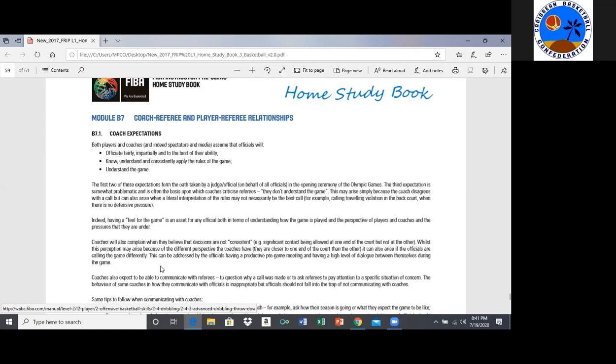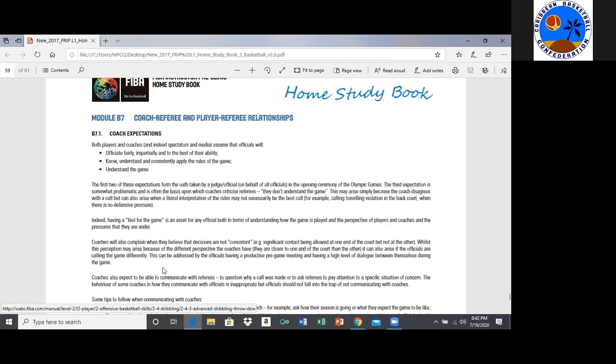Coaches will also complain when they believe that decisions are not consistent. For example, significant contact being allowed at one end of the court, but not at the other. You always hear in the game, call it both ways, call it both ways. While this perception may arise because of the different perspective the coaches have, they are closer to one end of the court than the other, it can also arise if the officials are calling the game differently. Hence the importance of really balancing how we place officials on the court.